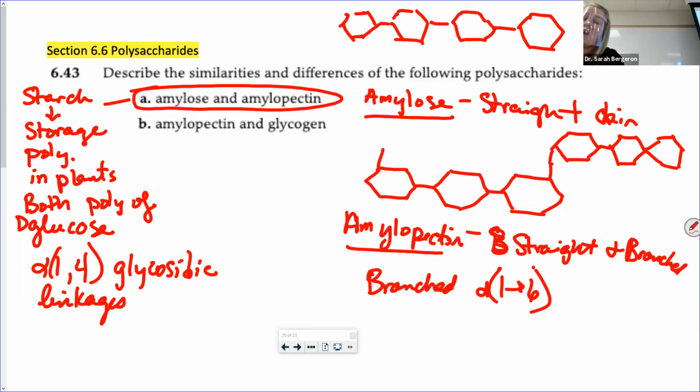There's not just one branch, right? There are tons of branches. So if you only have a straight chain, I have to take individual glucose off one at a time, right?